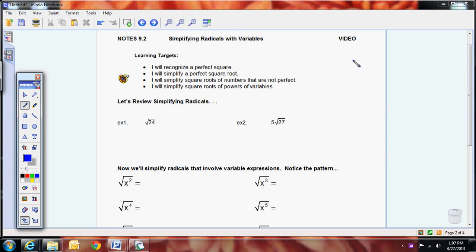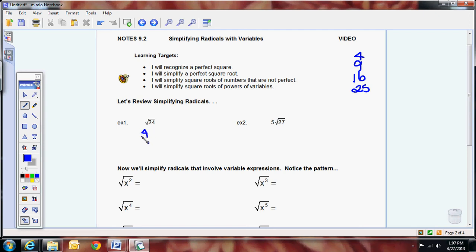So our perfect squares, remember, are 4, 9, 16, 25, and so on. Usually it's going to be one of these first four. So for 24, the biggest perfect square would be 4.